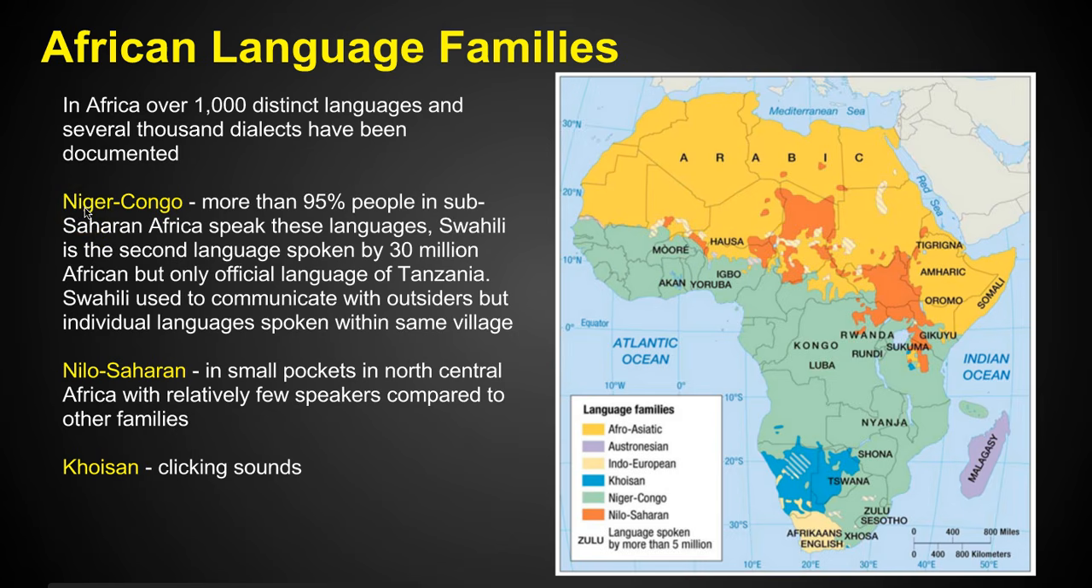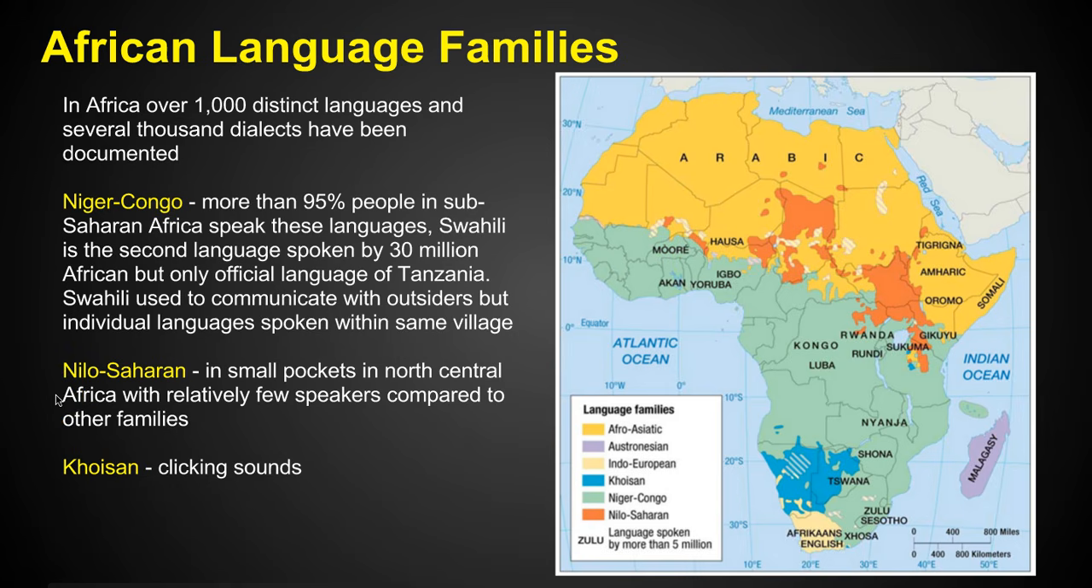Swahili is the second language spoken by 30 million people in Africa, but it's the only official language of Tanzania. So it's only one country that's official, but so many people speak it. Swahili is used to communicate with outsiders, but individual languages are still spoken within the same village. That makes sense, right? So within your village, you're going to speak whatever language is native to you, but to communicate with all of these other villages and languages, they're going to use Swahili because that's more common.